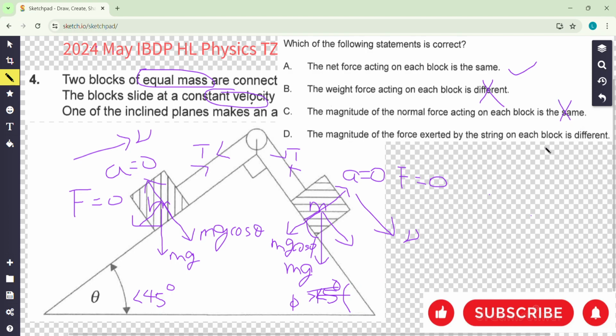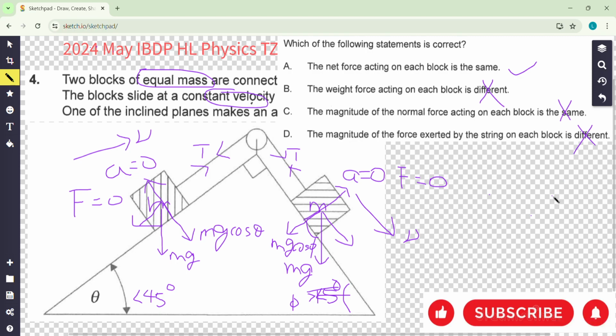Well, last one, the magnitude of the force exerted by the string on each block is different. No, remember, light string, frictionless pulley, so both parts should have the same force, the same tension in the string. They are one string, so same tension, so this is wrong. So the answer is A.